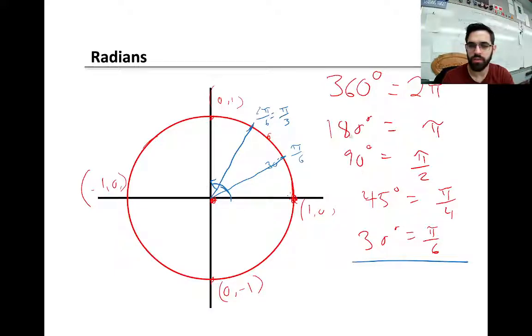So if we take half of 180, we get 90 degrees. So that's going to be half of pi, which is pi over 2. We could do half of that, which gives us 45 degrees is pi over 4. Or we could take a third of 90 degrees. A third of 90 is 30, and a third of pi over 2 is pi over 6. You just multiply pi over 2 times 1 over 3, multiply top and bottom.